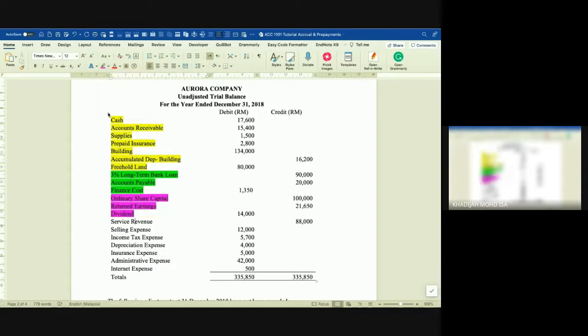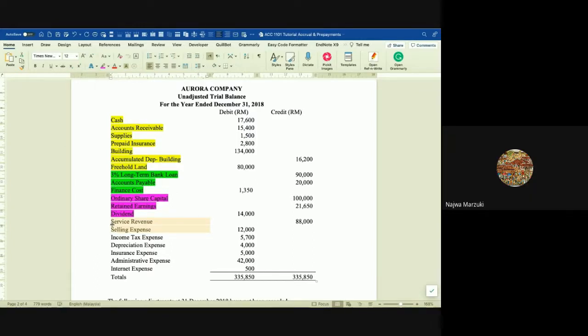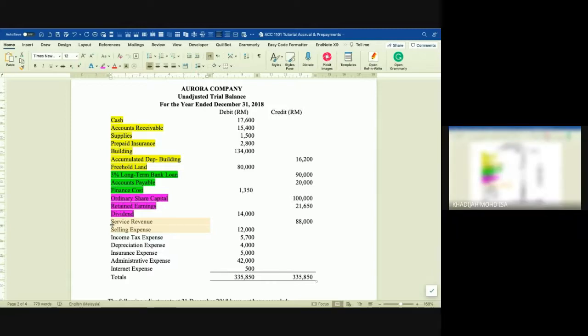And then service revenue, what is the service revenue? It's your revenue, right? It's your income, yeah? And then you have selling expenses, income tax expense, depreciation expense, insurance expense, admin expense, internet expense. So all these are your expenditure.